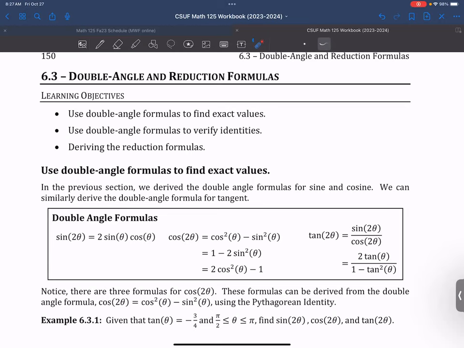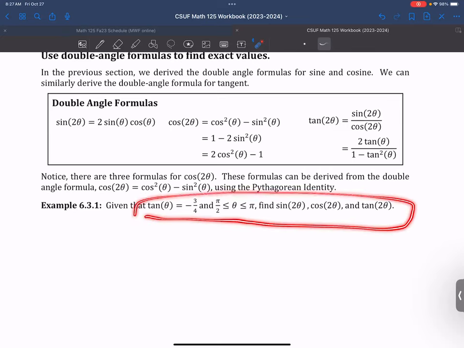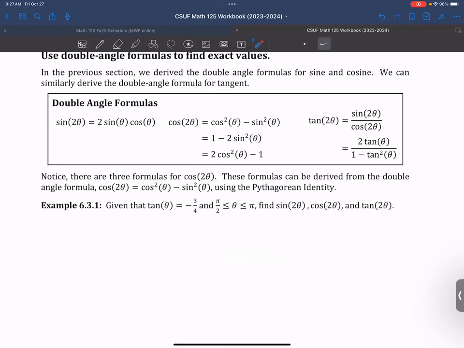Anyway, we're going to use them to simplify expressions or solve triangles, essentially. So note that there are three formulas for cosine of 2 theta. The first one says cosine of 2 theta is the same thing as cosine squared of theta minus sine squared of theta.